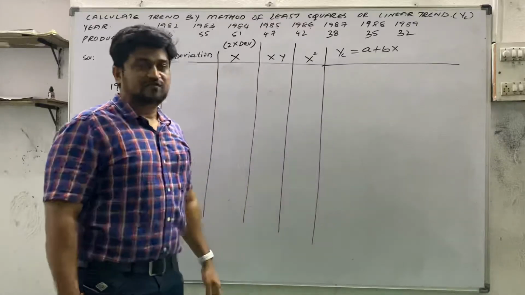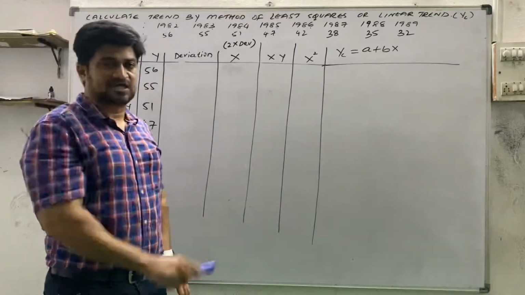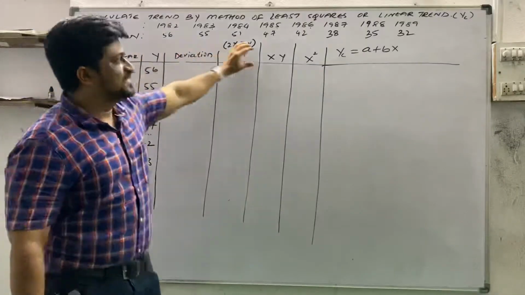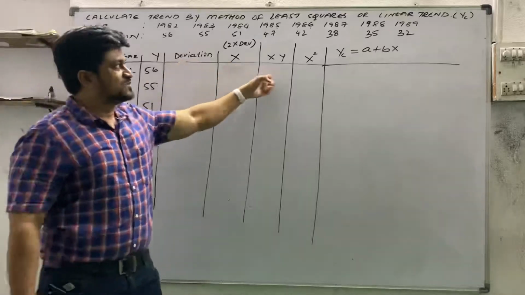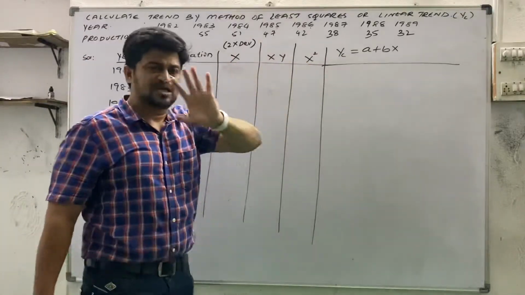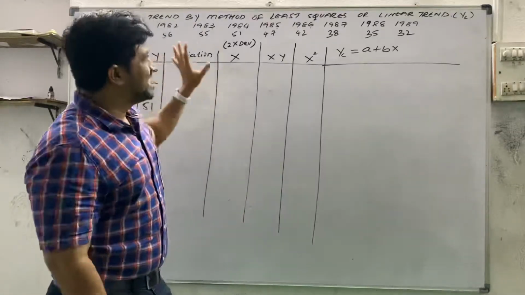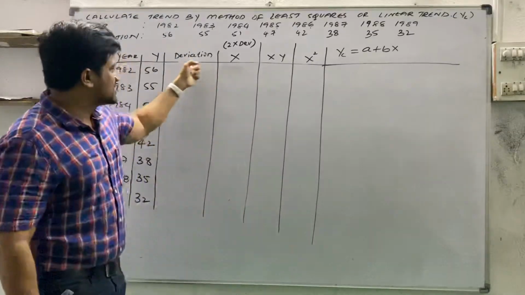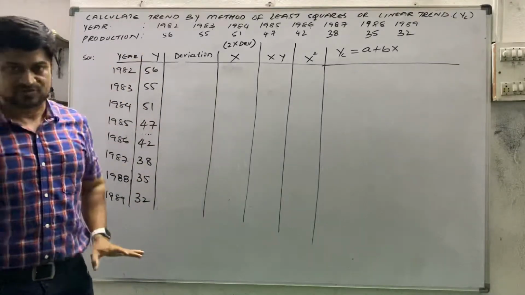That means even. Whenever an even number of years is given, suppose 6 years or 8 years, we have to consider these columns. The deviation column will be extra, then x, xy, x square and Yc, as we did previously for the odd number of years question. Because we are dealing with an even number of years, this deviation will be extra. Why? Because we don't find a center for those 8 values.